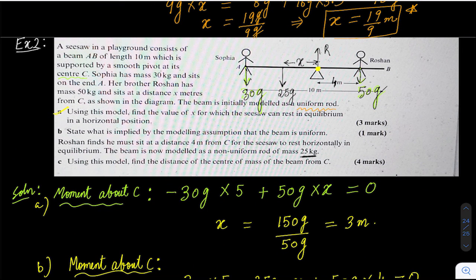I hope it's clear. So it depends on the question. Sometimes they will give you a uniform rod, sometimes they will give you a non-uniform one. If it's non-uniform, don't assume the center of mass at center. Always assume it at a distance of x from center or from the ends, so that you can calculate.